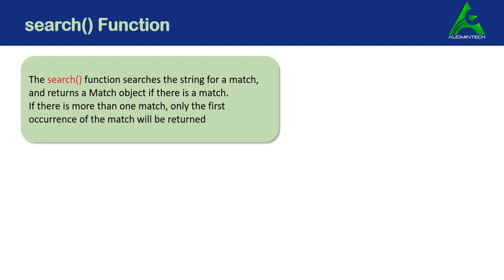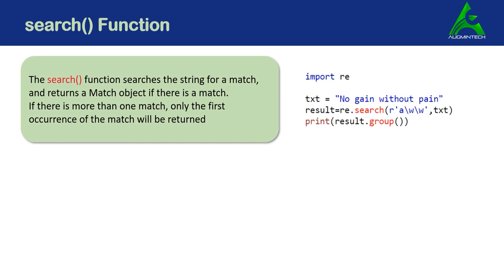Now let's see what is the search function. The search function searches the string for a match and returns a match object if there is a match. If there is more than one match, only the first occurrence of the match will be returned. So search is used to search the string from the start to the end. There we go. So here in this text, the string "no gain without pain", let's say it's going to try to match "ain". So here each of the slash w is going to match each of the alphanumeric characters.